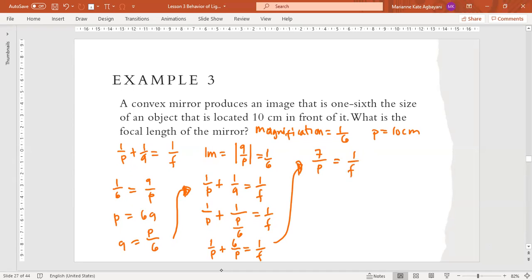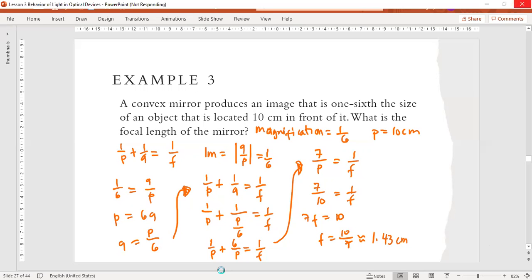Now what will be our P? That is 10. So we have 7 over 10 is equal to 1 over F. Thus, we cross multiply: 7F is equal to 10. F is equal to 10 over 7, which is approximately 1.43 centimeters.